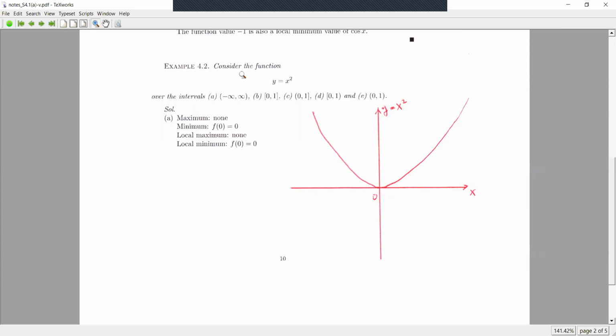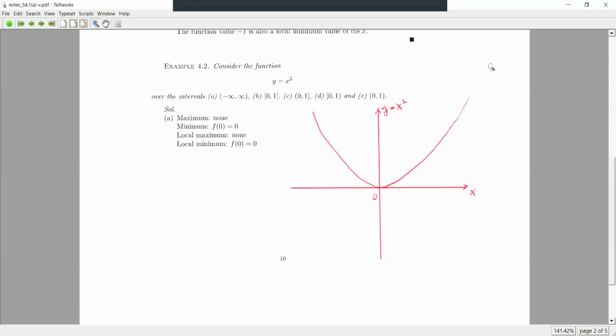Example 2. Consider the function x squared. This is the graph of x squared. It is a parabola. Consider the function over several intervals. A, over the interval from -infinity to +infinity. That means that we need to consider the whole parabola. Questions. What are the maximum function value, minimum function value, local maximum, and local minimum over this interval?